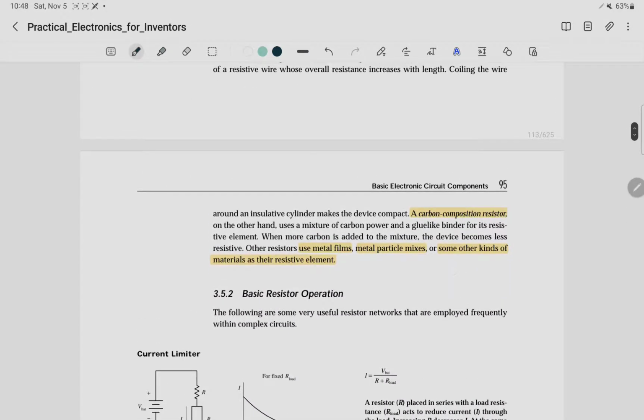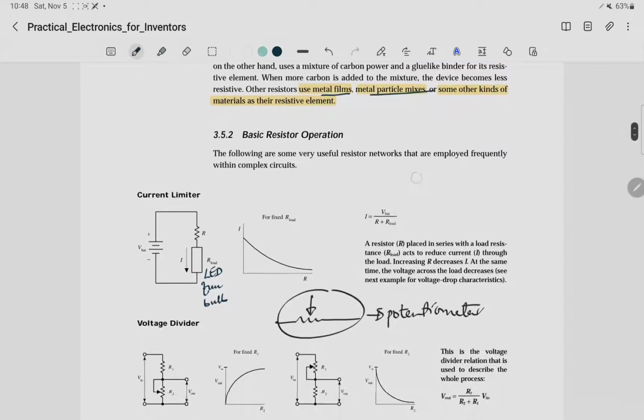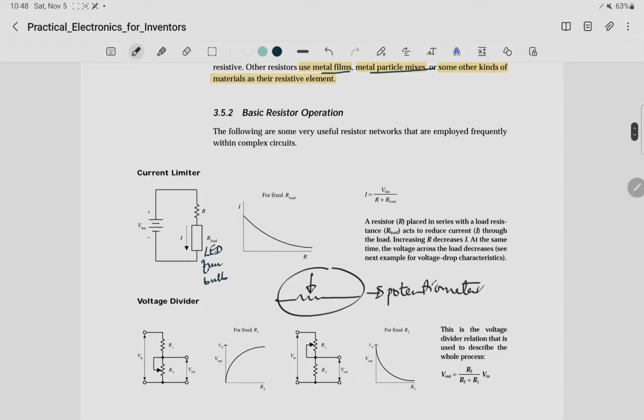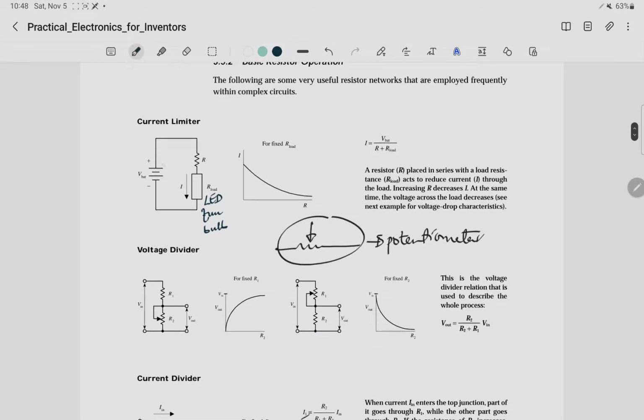So this is just showing you that there are some resistors that are made up of carbon composite, like a carbon composition resistor, metal film resistors. You're going to see all this. So the basic resistor operation. Here you can see a resistor being used as a current limiter. So what does that mean? That is what I just explained to you guys about using an LED.